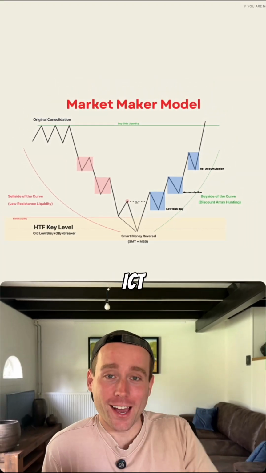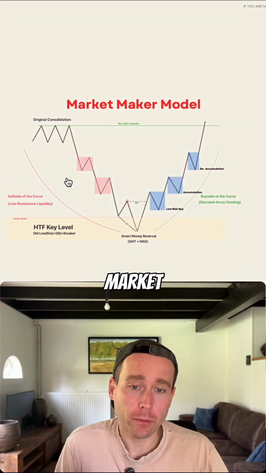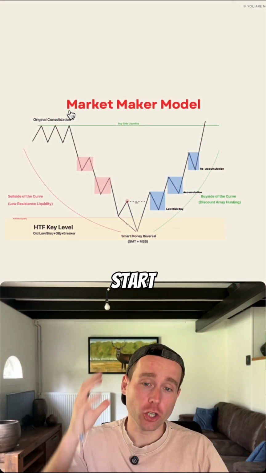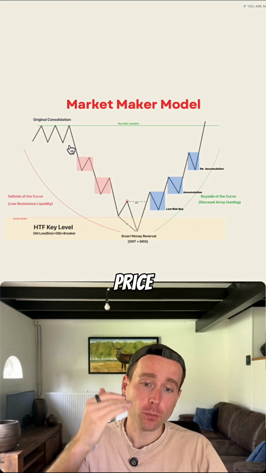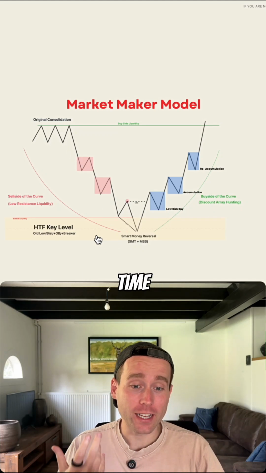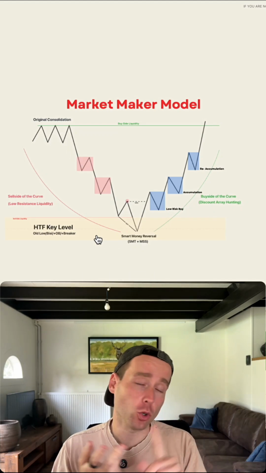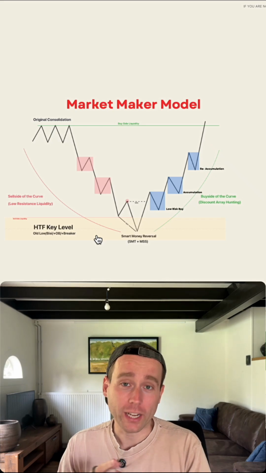This is how you trade ICT market maker models. A market maker model is very simple. You start with original consolidation. You wait for price to trade lower into a higher time frame or key level. That means a bullish fair value gap, an old low, bullish breaker, bullish order block, a discount array.